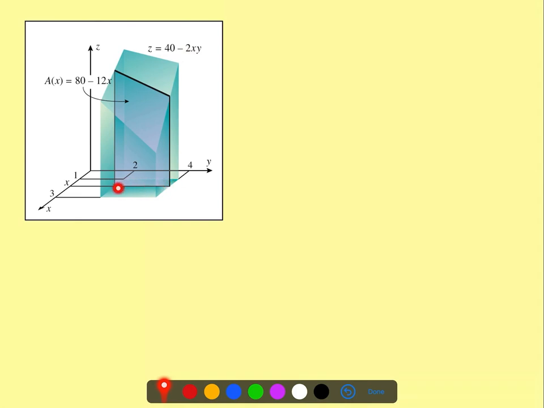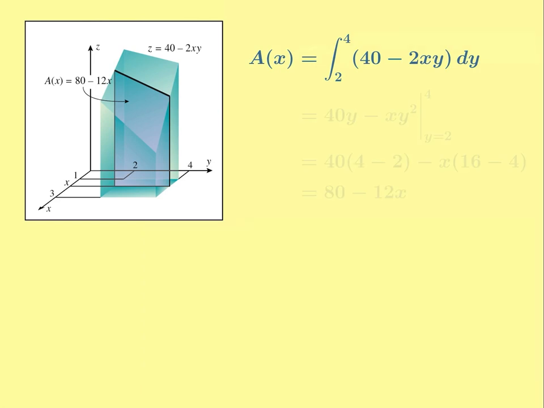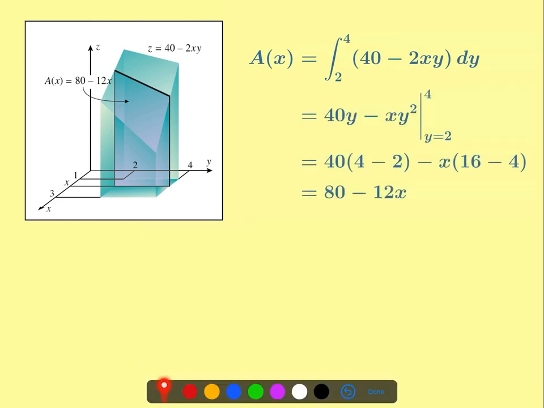So when you make that into an integral, you're going to get y going from 2 to 4, and you're going to be integrating the height, the 40 minus 2xy dy. So now we just want to go ahead and integrate this. You can see the 40 becomes a 40y. We're integrating with respect to y. The 2xy, when you integrate that, will give you a y squared times the x. So we have 40y minus xy squared, y going from 2 to 4.